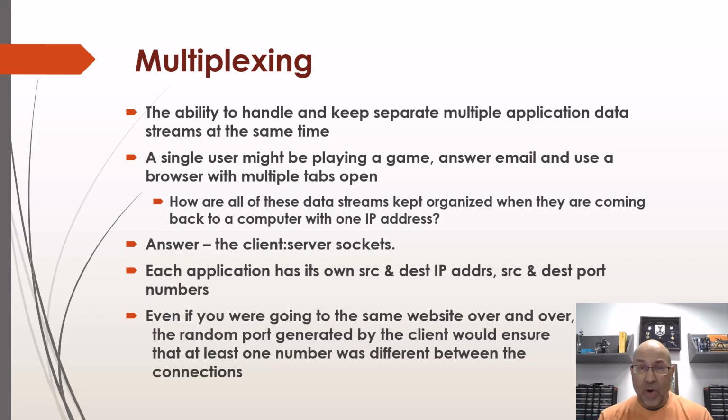So those client server sockets for each one of my applications, for each one of my tabs, would be how I separate all of those data streams. And that's what we call multiplexing, or that's how we describe the multiplexing. So even though this machine has the same MAC address and one IP address, I have the ability to separate things, but the thing that allows me to do that is the transport layer.